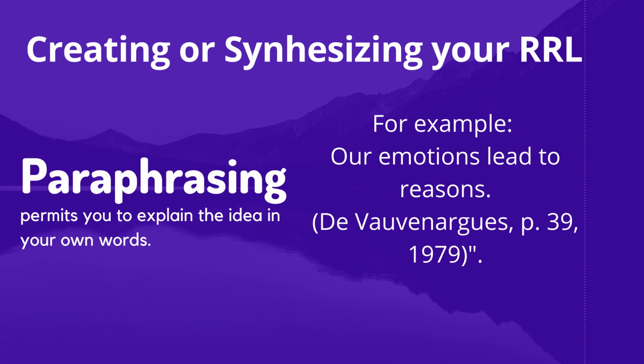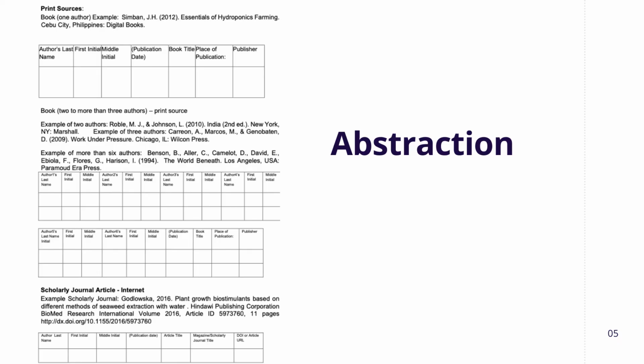Paraphrasing, on the other hand, permits you to explain the idea in your own words. For example, our emotions lead to reasons. Name of author, page number, and then the year. Try practicing what you have learned by filling in the table with the data provided in the headings as guide. Arrange the entries in proper order.